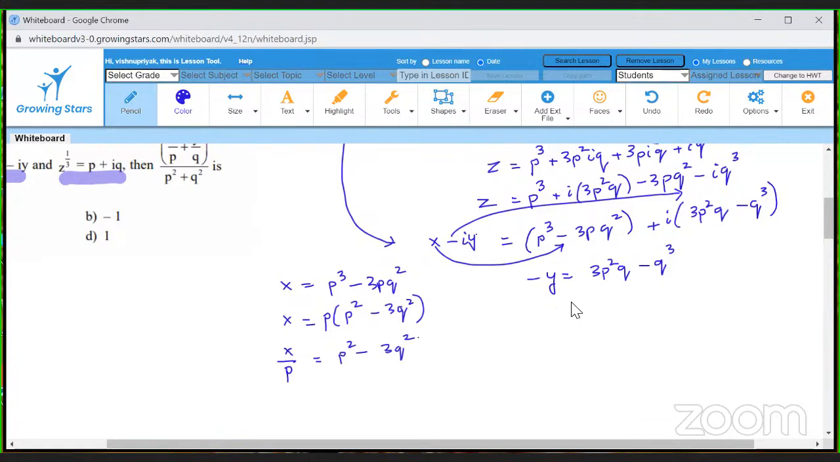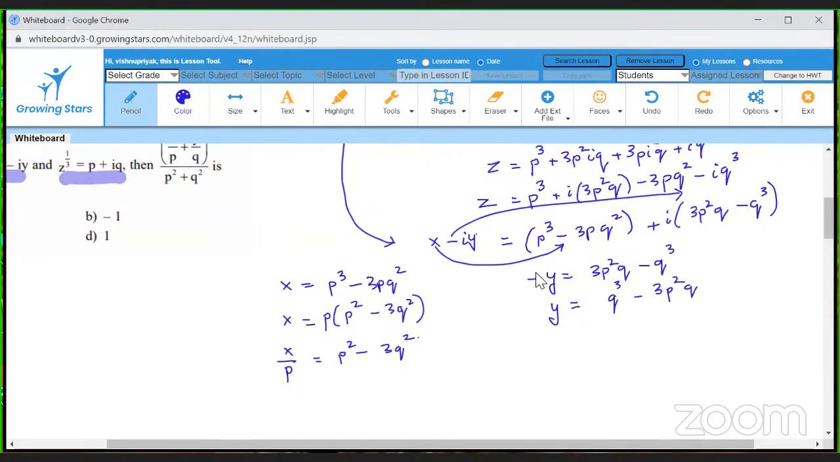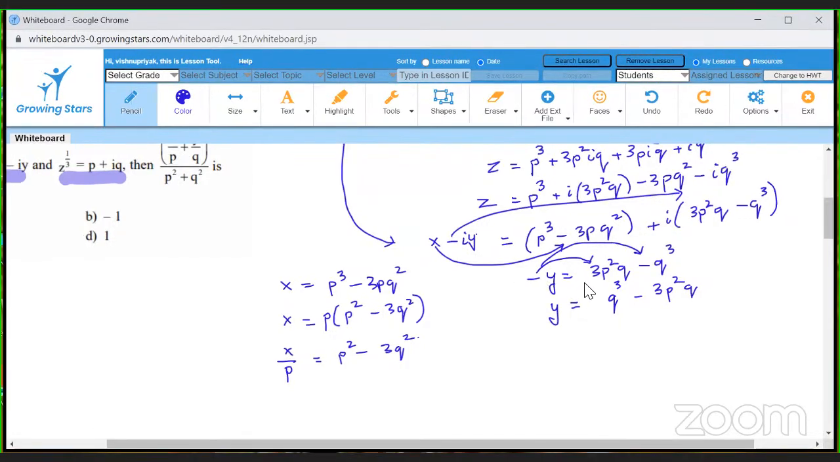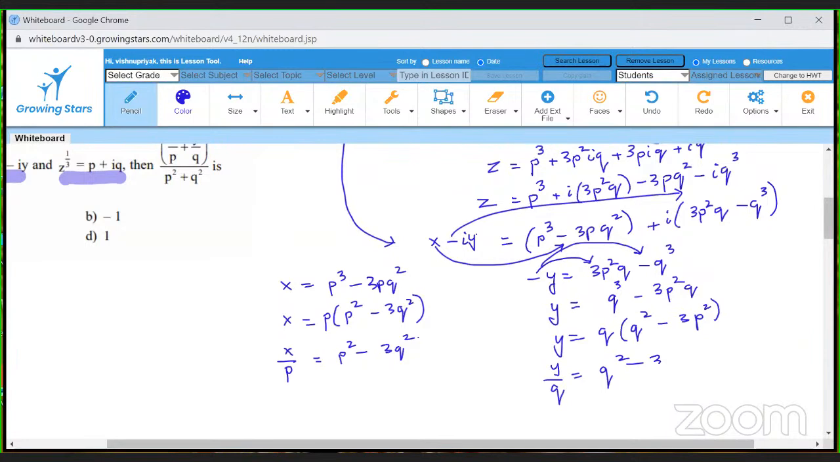Similarly here, first I will write y equal to q cube minus 3p square q, because the minus will change this to minus and this to plus. I'm changing all the signs. Then I will take q common, q square minus 3p square. This is what I have. Or y by q I can write as q square minus 3p square.